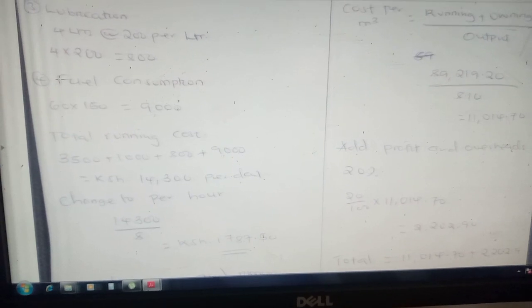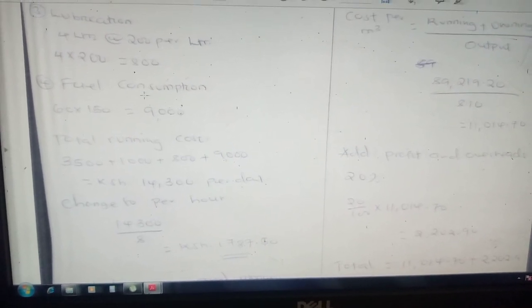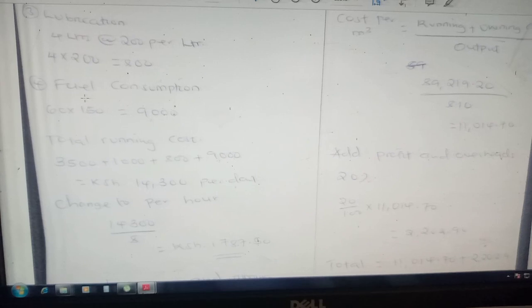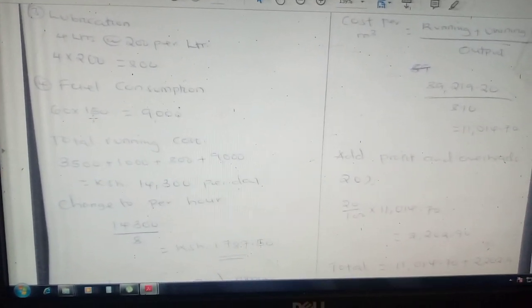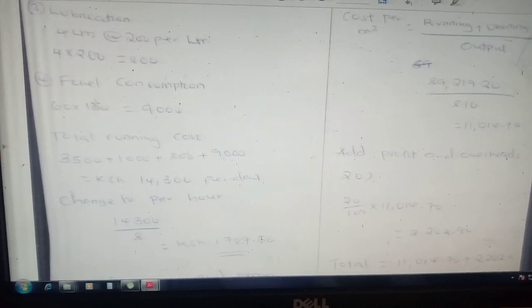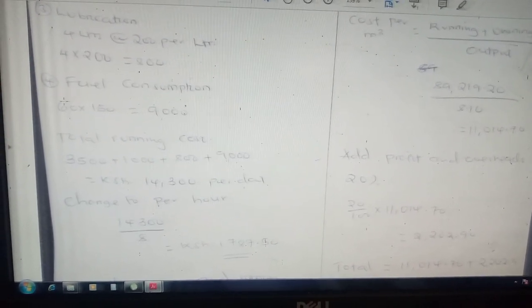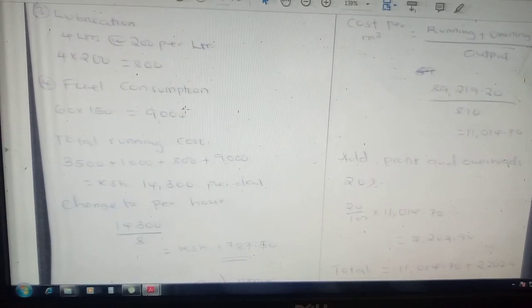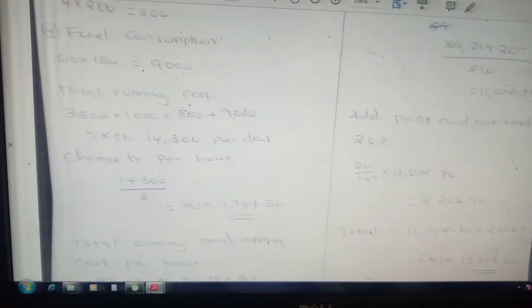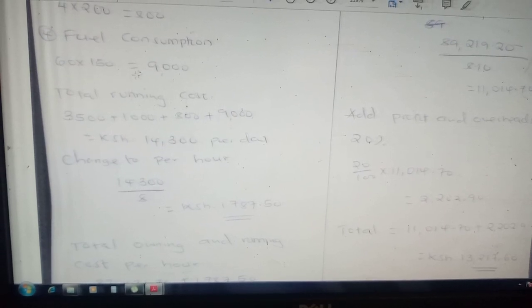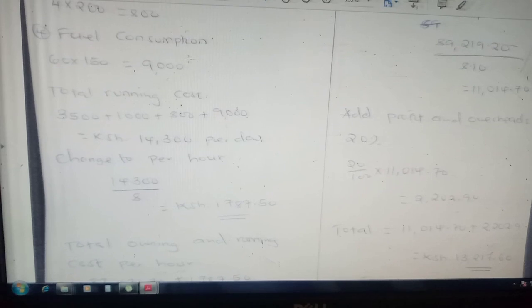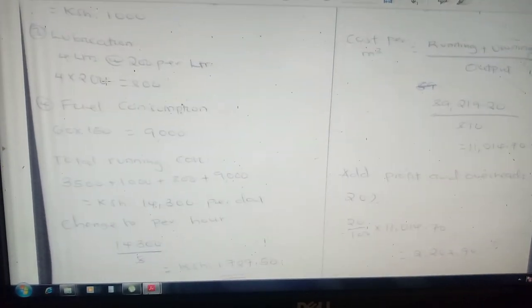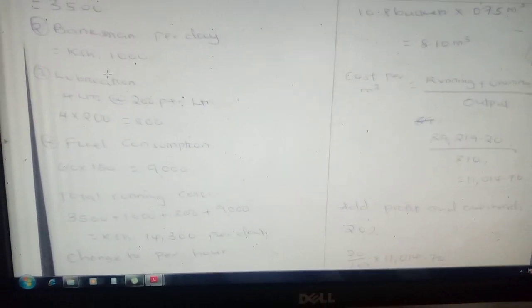For the fourth one, the fuel consumption. We were told the machine will use 60 liters in a day, but the cost per liter is 150. So you take 60 liters times 150, which is 9,000. That is the total cost for the fuel that the machine will consume. So that is the fourth item, which is the last item in the running or operating cost.